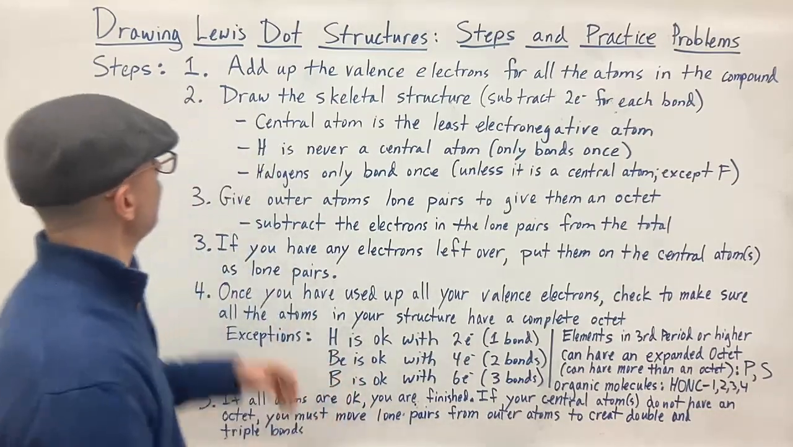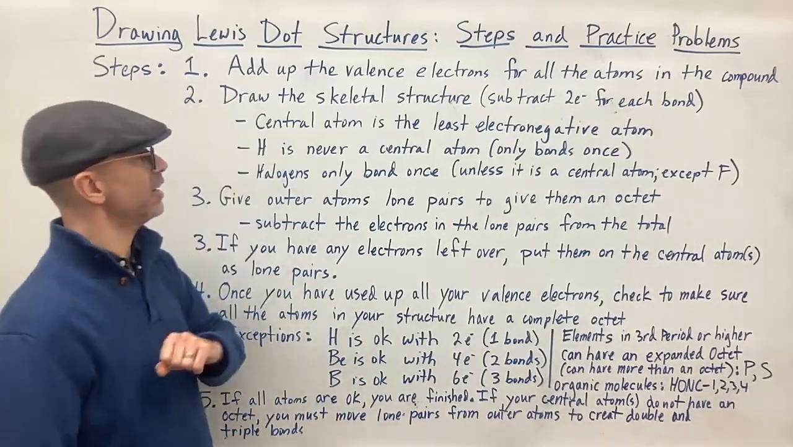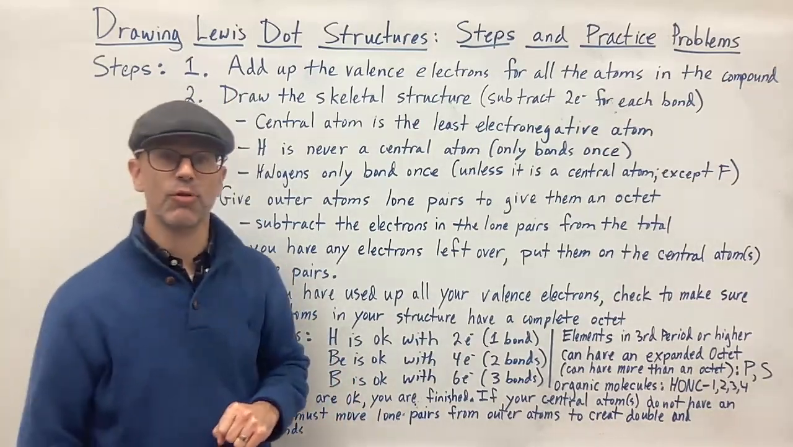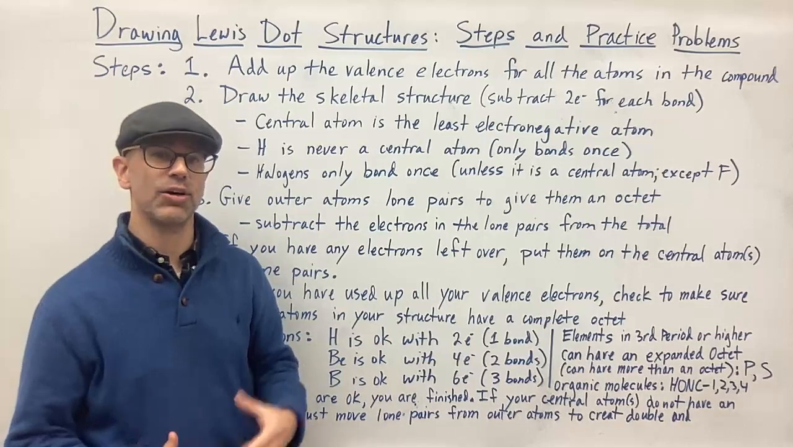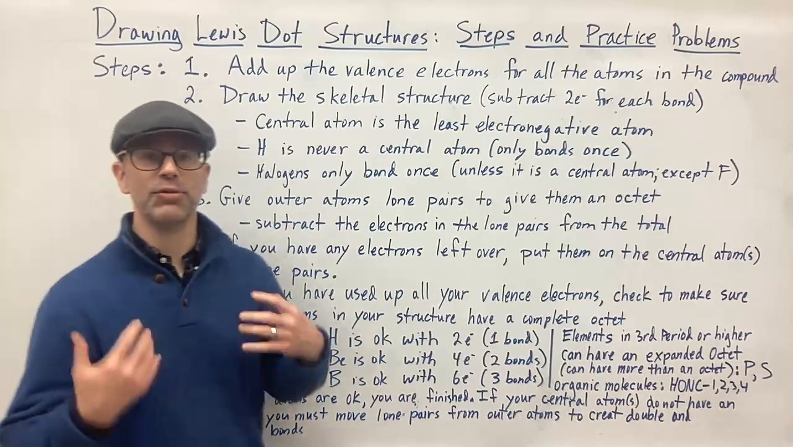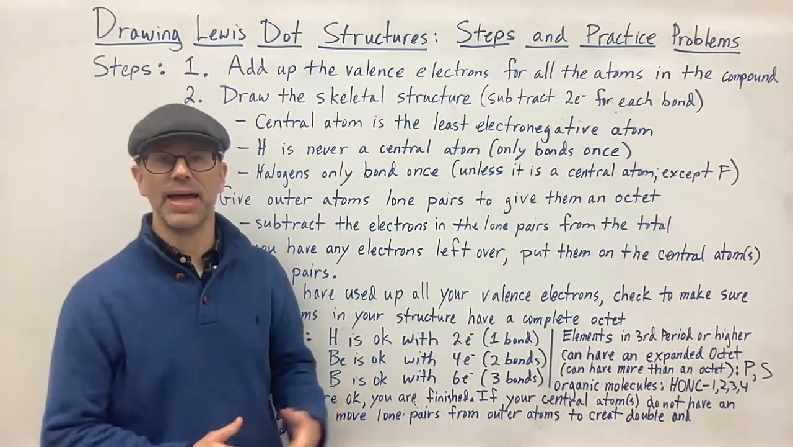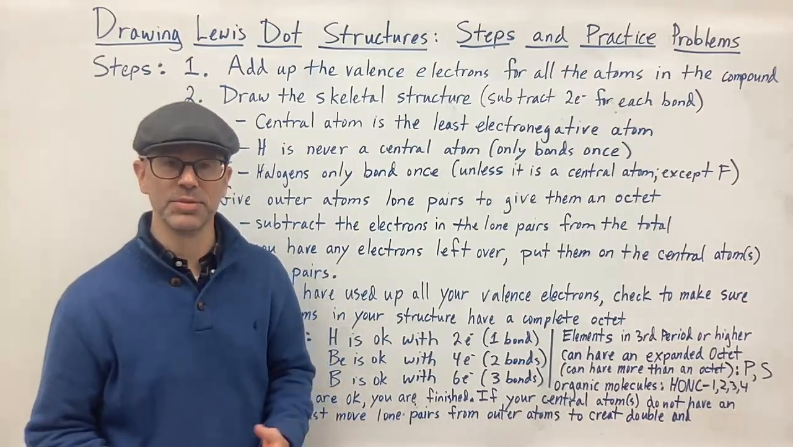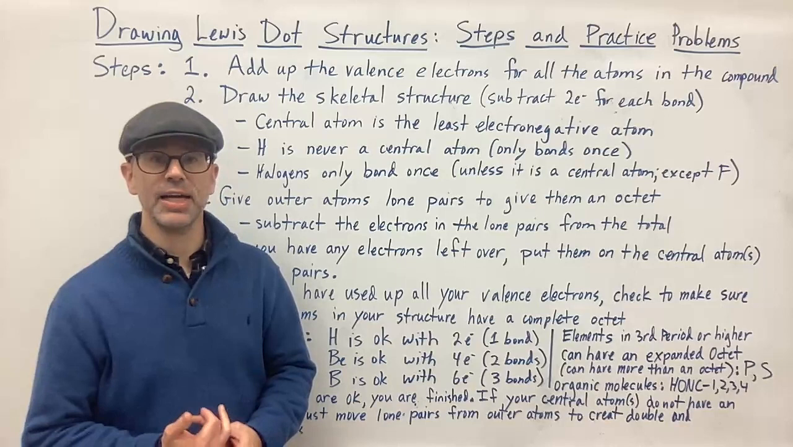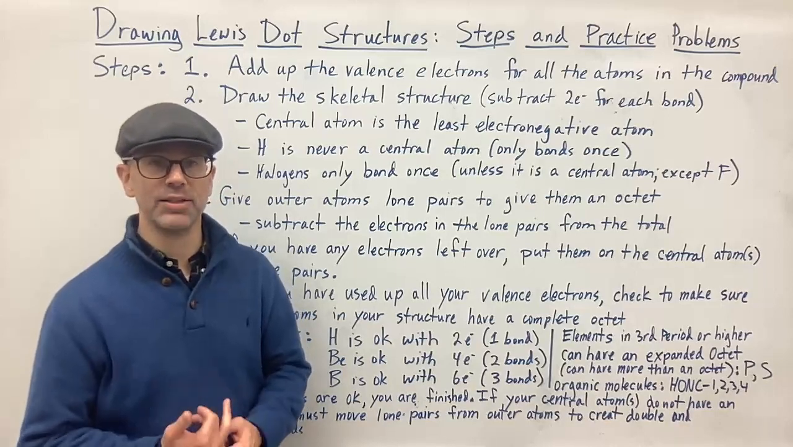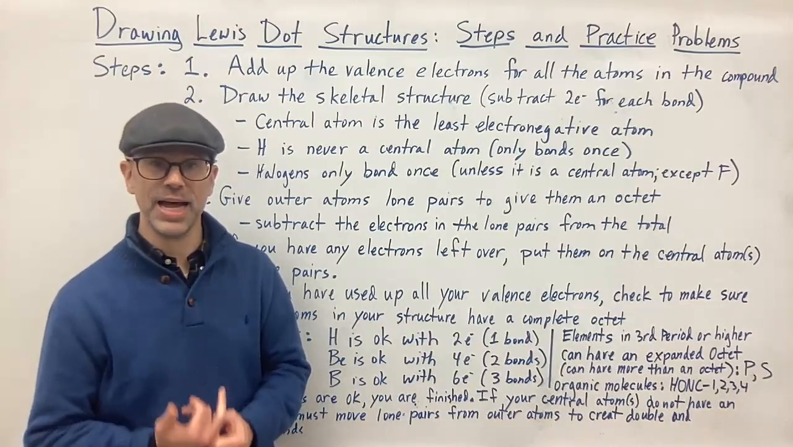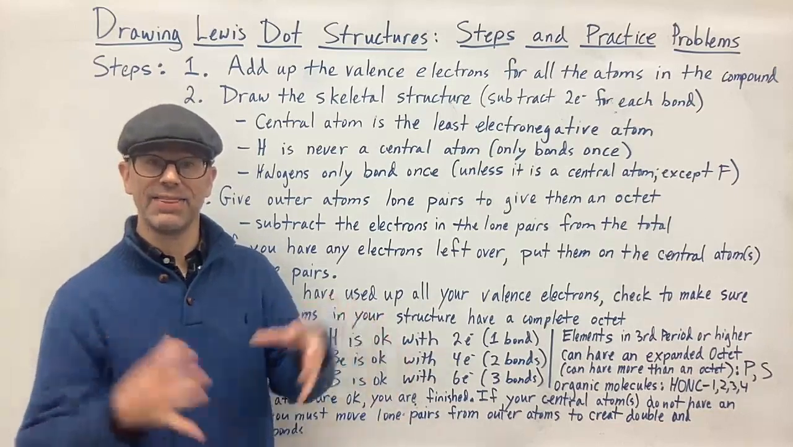Okay, so step number one is add up the valence electrons for all the atoms in your compound. So you're going to be given a formula, and the formula has the type of atom and the number of each of those atoms. Using your periodic table, you can figure out the number of valence electrons that each of those atoms have. Go ahead and add them up.